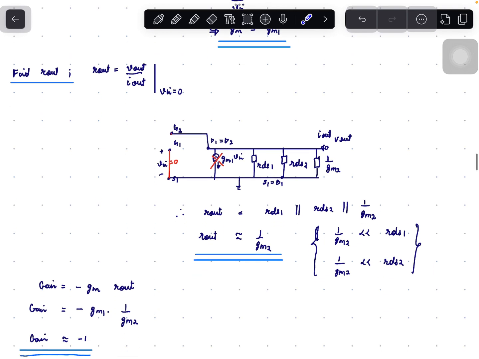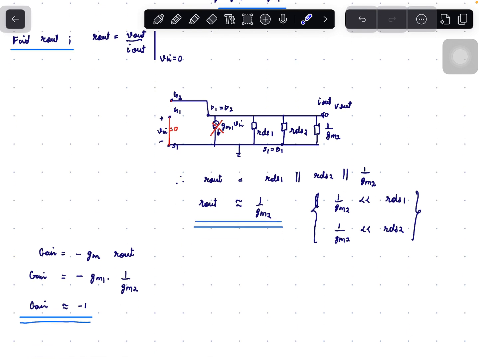We know that RDS1 parallel RDS2 parallel 1 by GM2 will be equal to 1 by GM2, because RDS1 and RDS2 are very high values when compared to 1 by GM2.